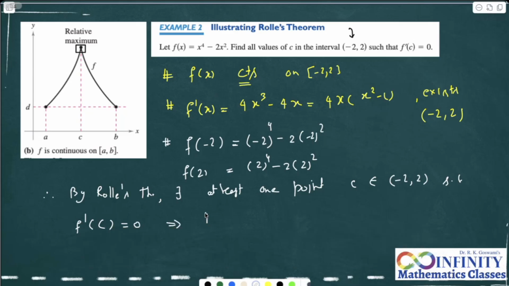Let me just write it down. It is 4c cube minus 4c. What I did, I replaced x by c in order to solve for c. Simplify, c could be 0, plus 1, minus 1. So how many points do you get? You get 3 points. So basically at least one, but how many may be the maximum, we do not know. It depends upon the question.